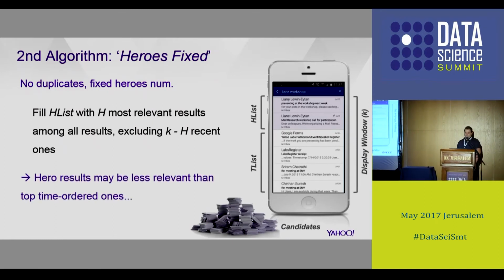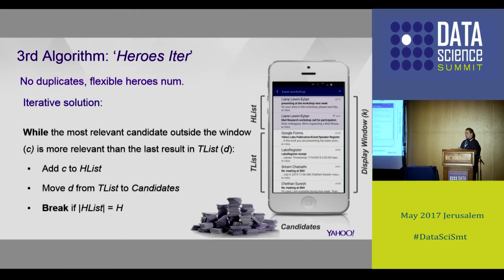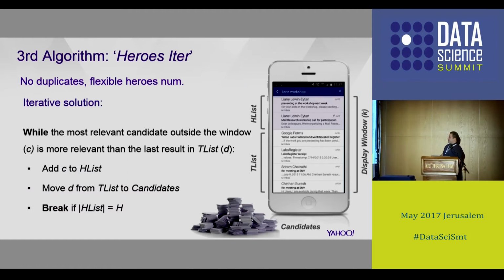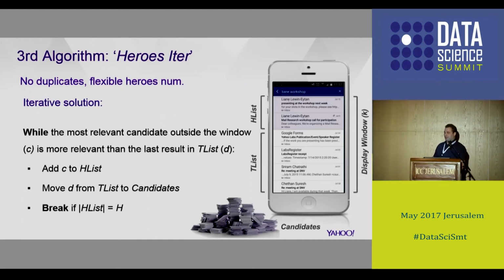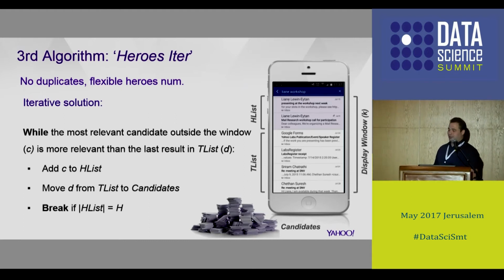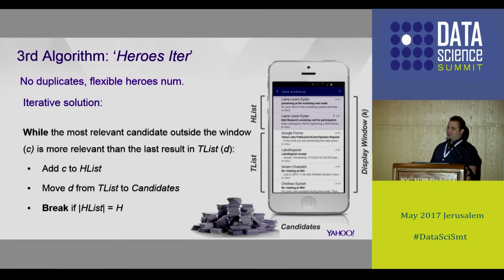However, this could still be a problem because our chosen messages might be less relevant than those time-sorted ones. And the last algorithm we propose to somehow alleviate that is to do it iteratively, not choose the whole bunch at once, but go one by one, find the most relevant message that's not in the window, and then compare it to the last message in the window. If the message we want to add is more relevant than the one that's going to be kicked out of the window, we choose it as a hero.